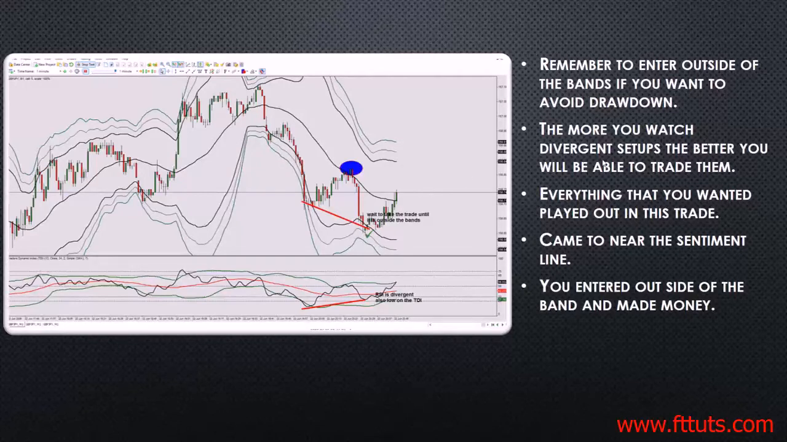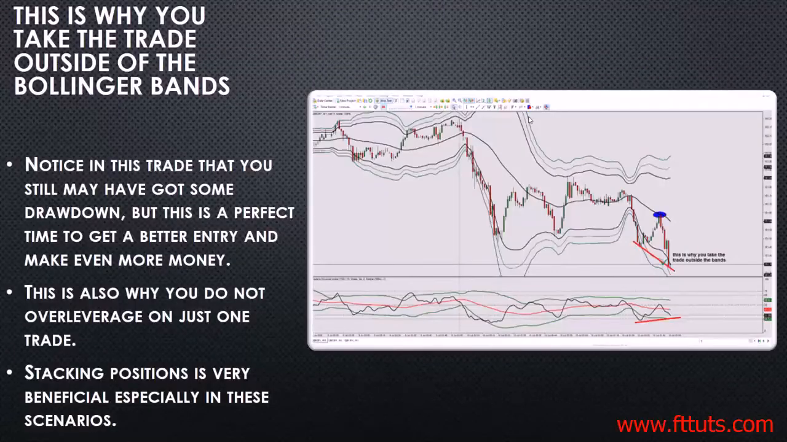The more you watch divergence setups, the better you will be able to trade them. Everything that you wanted played out in this trade. Came near the sentiment line, you entered outside the bands and you made money. This is why you take the trade outside of the Bollinger Bands.